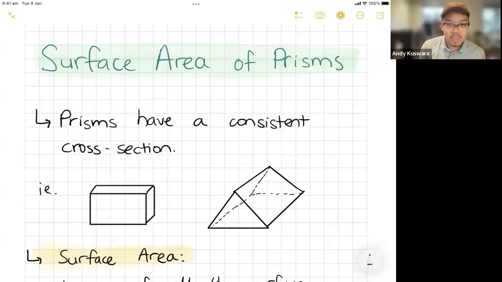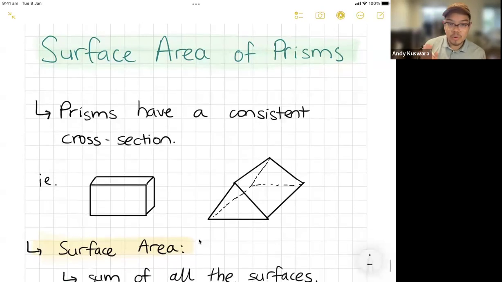Two can. Okay, let's get to it. We've got another one we're talking about today, surface area. Now, I could say of prisms because that's specifically what we're working on, but surface area of anything is essentially what we're doing today.